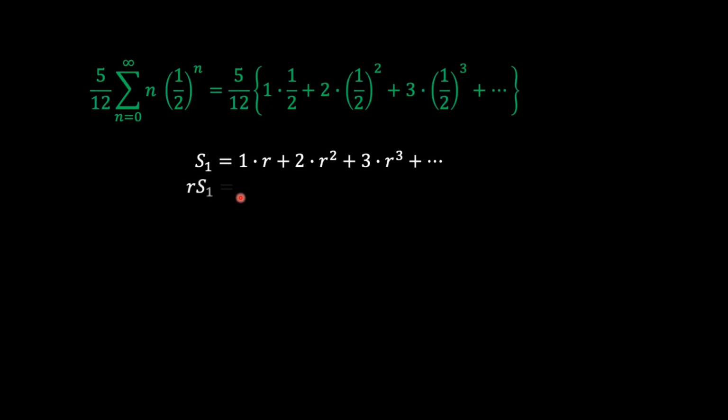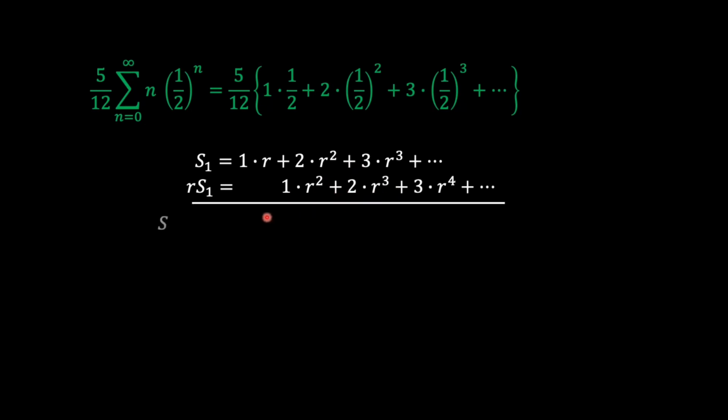So if we multiply the common ratio by S1, then we have this same series, but staggered. Only that now we have 1 times r to the power 2 plus 2 times r to the power 3, and so on. So when you get the difference of S1 minus rS1, you get now 1 times r plus 1 times r squared plus 1 times r cubed. And as you can see, this is the same as r plus r squared plus r cubed.